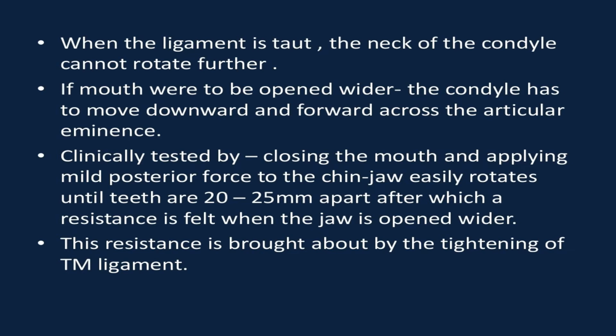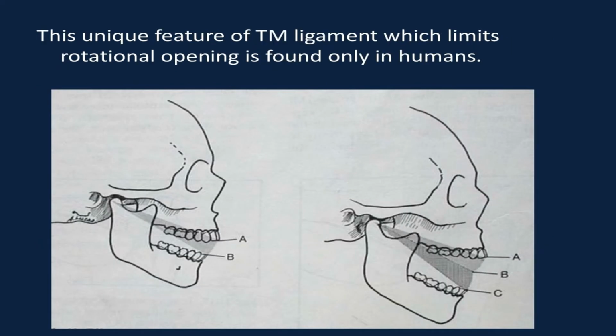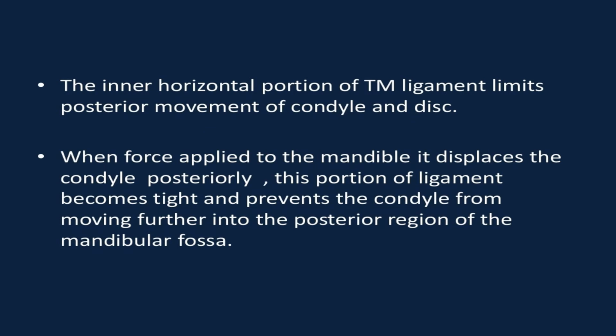Clinically tested by closing the mouth and applying mild posterior force to the chin, the jaw easily rotates until the teeth are 20 to 25 mm apart, after which a resistance is felt when the jaw is opened wider. This resistance is brought about by the tightening of the TM ligament. This unique feature of the TM ligament, which limits rotational opening, is found only in humans. The inner horizontal portion of the TM ligament limits posterior movement of the condyle and disc.